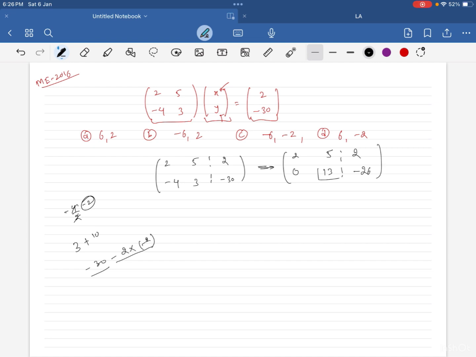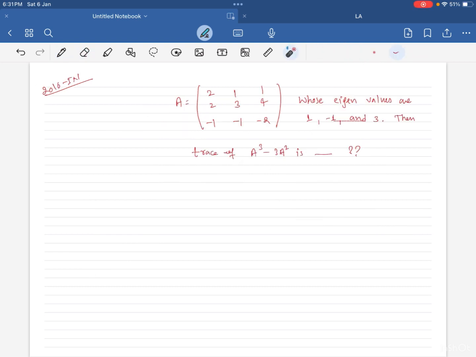And now you can do the back substitution from here, that is 13y is equal to minus 26, so y is equal to minus 2. And here 2 times x1 plus 5 times y, that is minus 10, so minus 10 is equal to 2, so from here x1 is equal to 12 divided by 2, that is 6. So the correct answer for this is 6, minus 2.